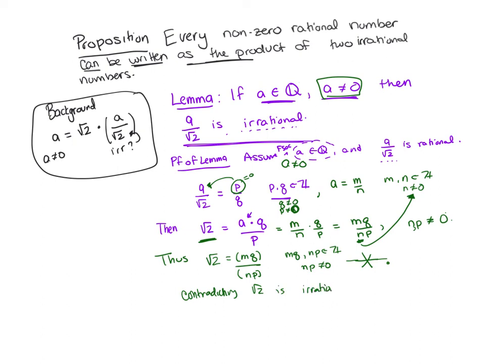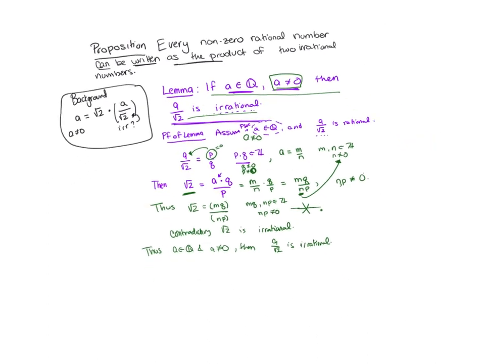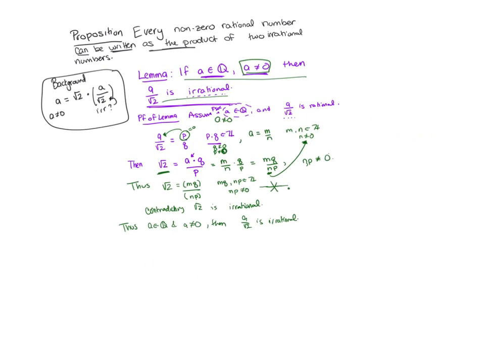Thus, the assumption that we made at the beginning must have been false. So what did I assume? I assumed my if-then was false. So I assumed the if and the negation of the then. Thus, it must be true that my if-then is true. So thus, if a is in Q and a is not equal to 0, then a over root 2 is irrational. Now, that was a pretty great proof, but remember, that's just our lemma. That's just this extra little statement that we needed in order to prove our big statement.